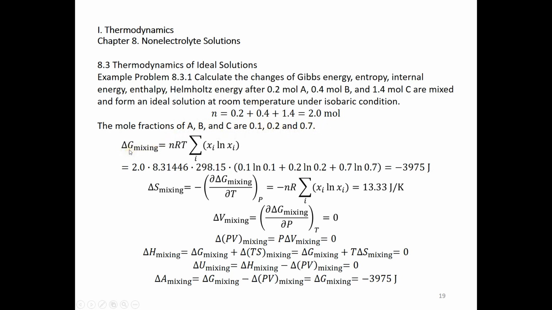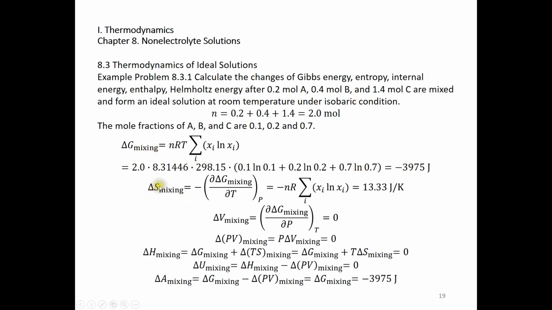And then we compute delta G mixing. This is the equation. It's nRT sum xi ln xi. n is 2, R is 8.3, T is room temperature. And over here we have 0.1 ln 0.1 for species A, 0.2 ln 0.2 for species B, 0.7 ln 0.7 for species C. This is just a numerical calculation. We get negative 4,000-ish joules. That's the Gibbs energy change after mixing.